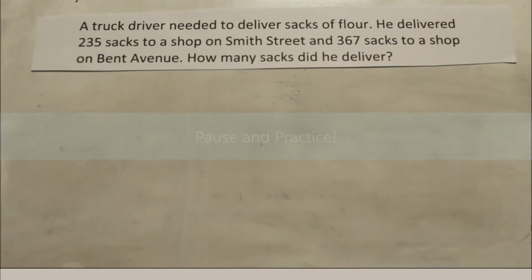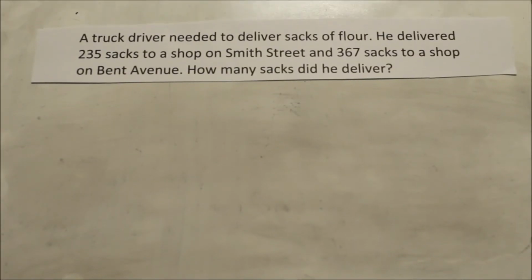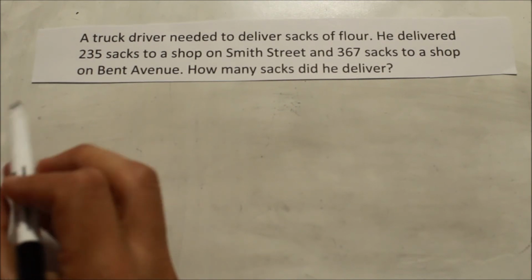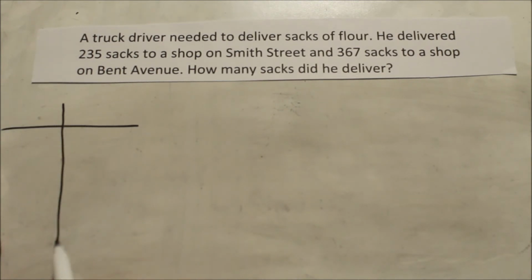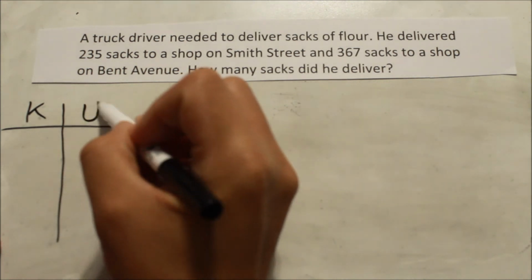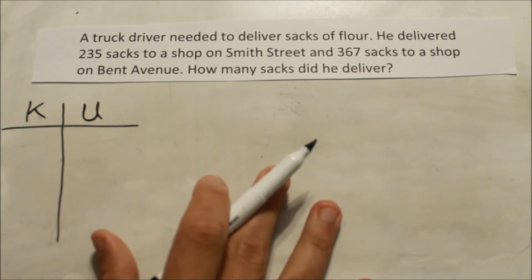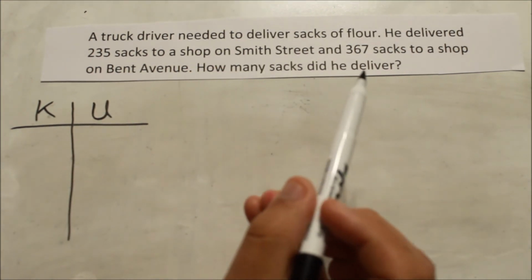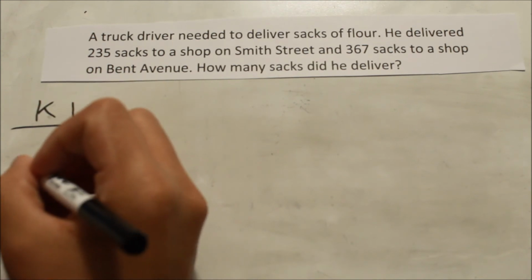Alright, we are back. Our problem is a truck driver needed to deliver sacks of flour. He delivered 235 sacks to a shop on Smith Street and 367 sacks to a shop on Bent Avenue. How many sacks did he deliver? So we need to write out what we know. Our known and unknown. Well, what do we know? We know that he had delivered.